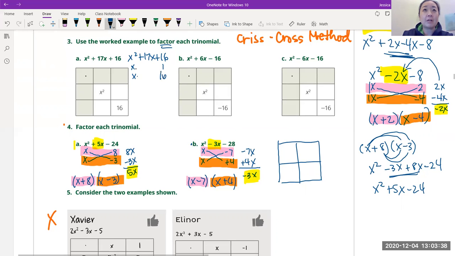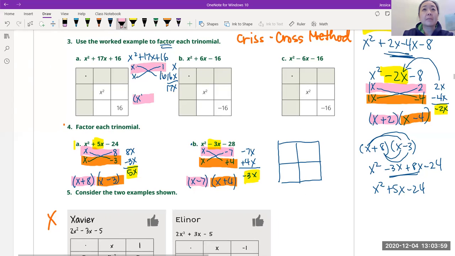So now we're going to go crisscross. So x times 1 is x. 1 times 16 is 16x. And if I add them together, I do get 17x. Happy days, right? And they're both positive, so we're good to go. We don't even have to worry about it. So this is just going to be, remember, we're going straight across. So it's going to go straight across here.